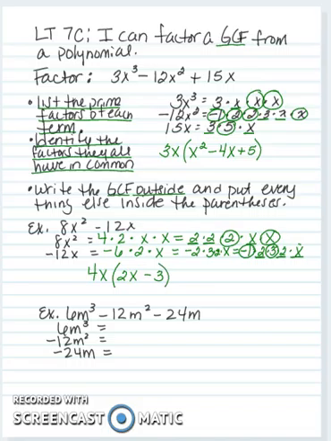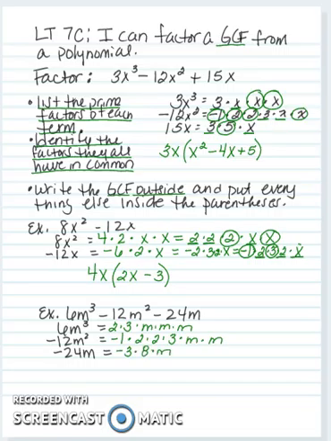For my last example, 6m cubed. Well, I know that 6 is 2 times 3 times m times m times m. And I know the negative 12 factors because I just did them from above. So that would be negative 1 times 2 times 2 times 3 times m times m. And the negative 24. Okay, I know negative 24 is an 8 times negative 3. So we're going to do negative 3 times 8 times m.